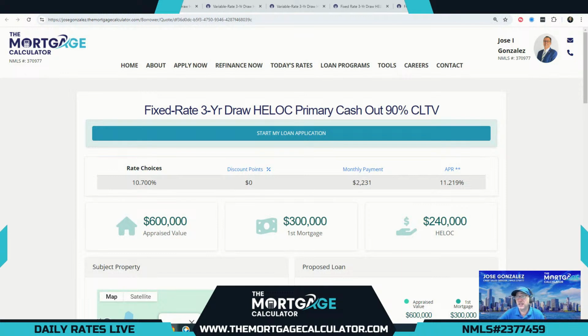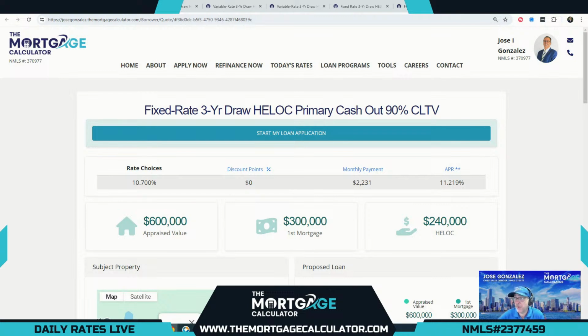And the examples I'm sharing with you today are with a 3-year draw period. That is the time frame during which you can draw money from the HELOC, and that's also the time period during which it is interest only. After the draw period ends, the loan transitions to a fully amortizing loan, and if you already had 3 years elapsed, it would be a fully amortizing 27-year loan.